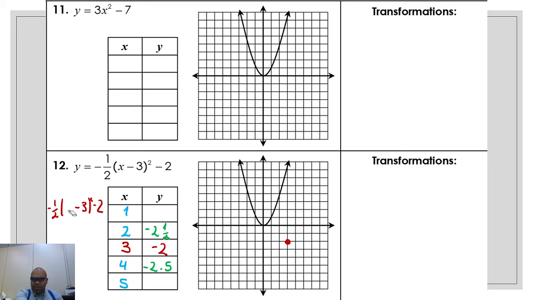Next one, mister. Let's use 5. Okay. 5 minus 3, it is 2. 2 squared, 4. 4 times negative half, it's negative 2. Negative 2 minus 2, it's negative 4. Negative 4. Now it makes sense. Great. Let's plot the graph here, the other ones.